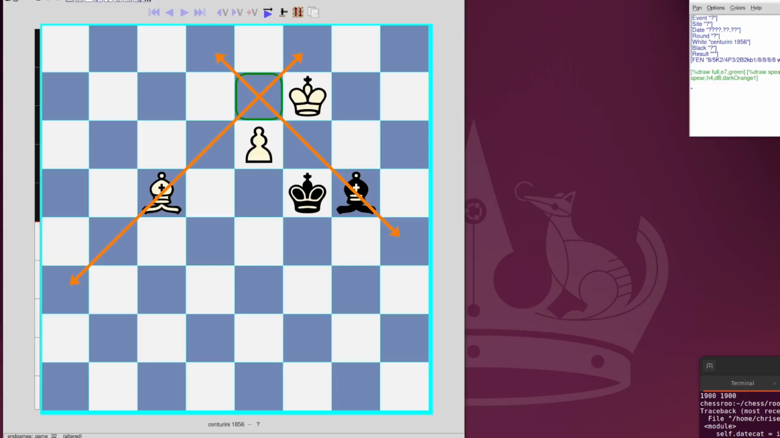Now, there's a couple of points here you need to think about in terms of this position, right? The black king controls both the pawn and the square between the two kings.